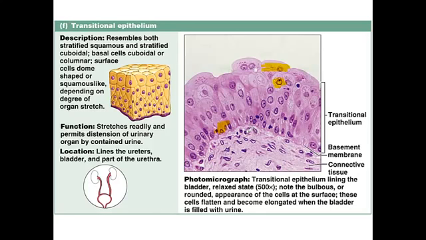But the transitional epithelium is going to be found in parts of the body that stretch very easily and where some fluid has to be stored. So the urinary system is the best example of where we find transitional epithelium. So the cells actually will stretch, and they will look differently when they are stretched than when the organ is not stretched.